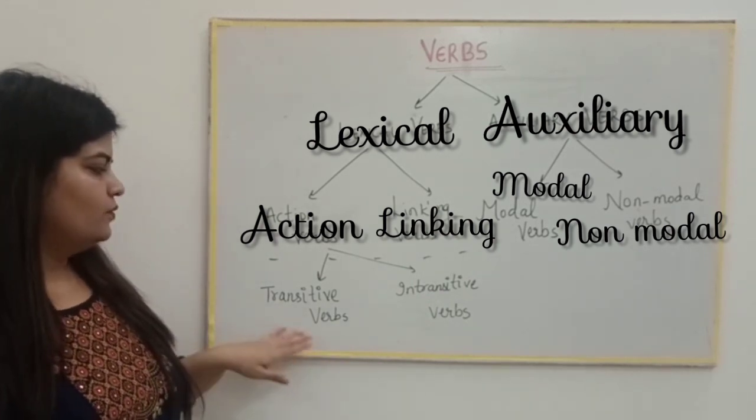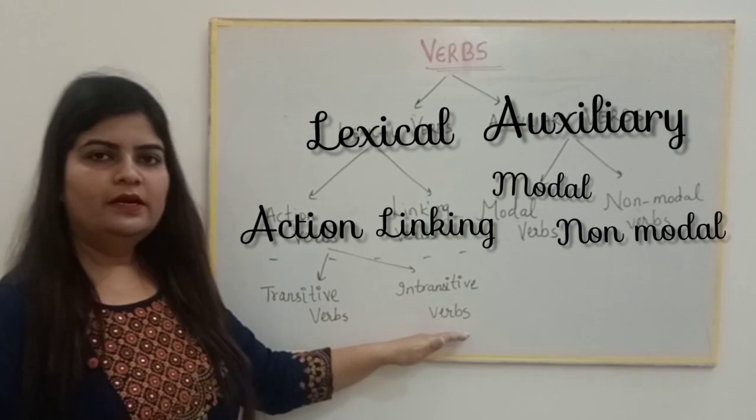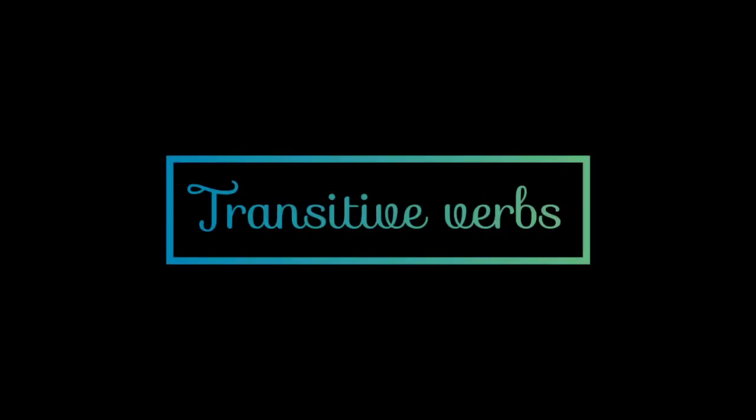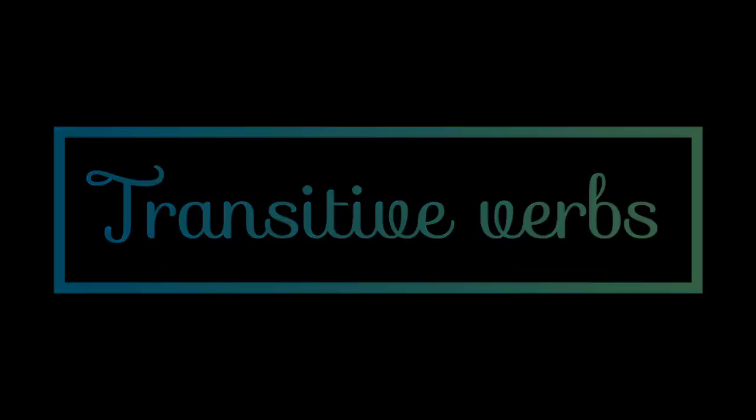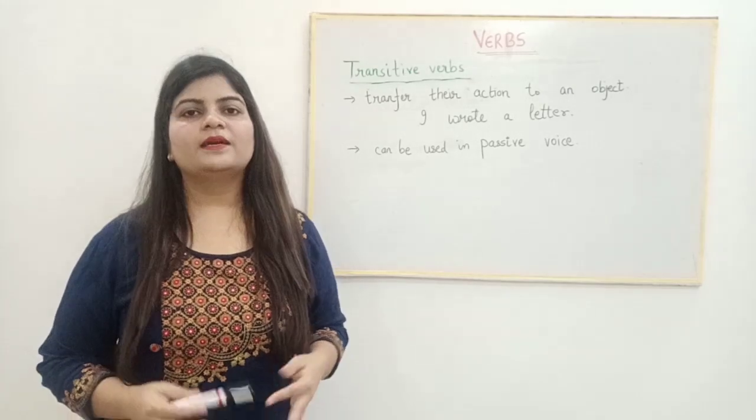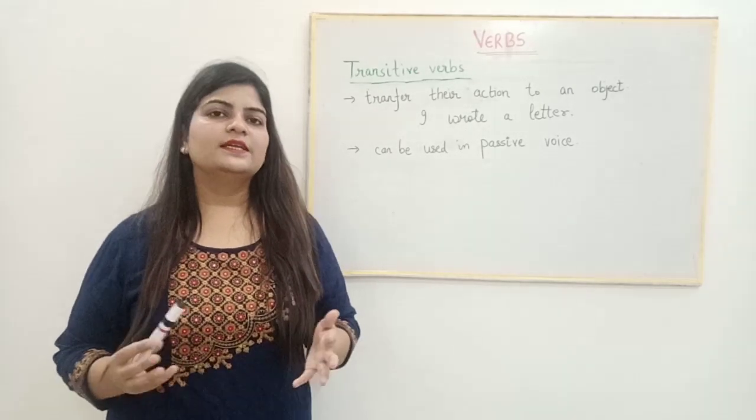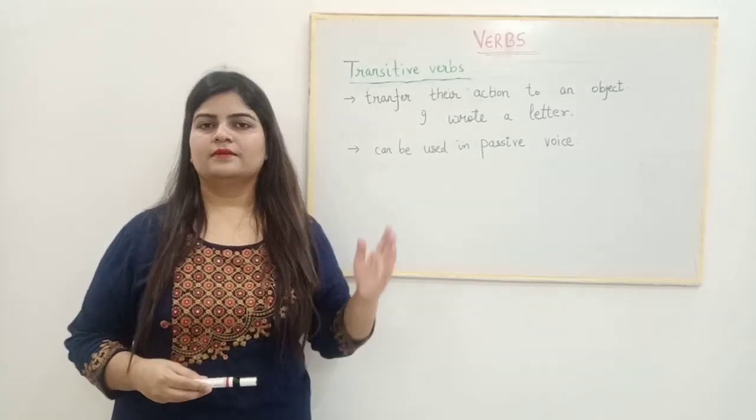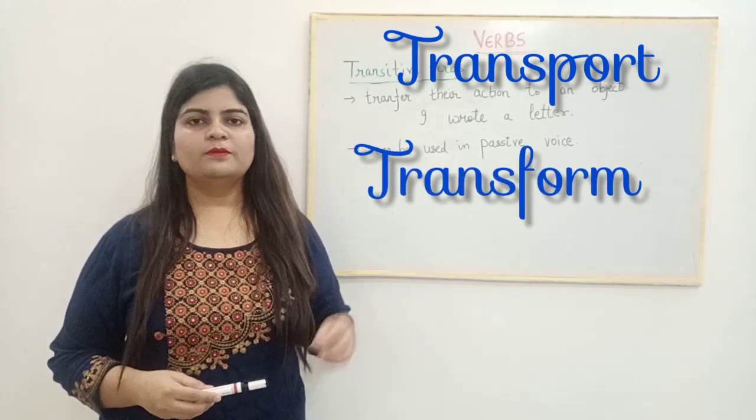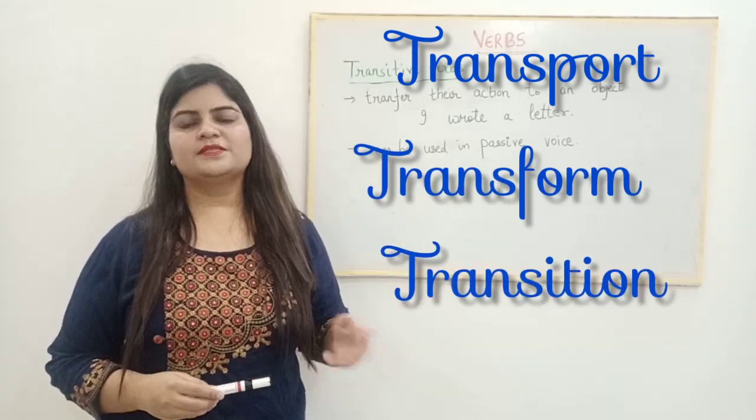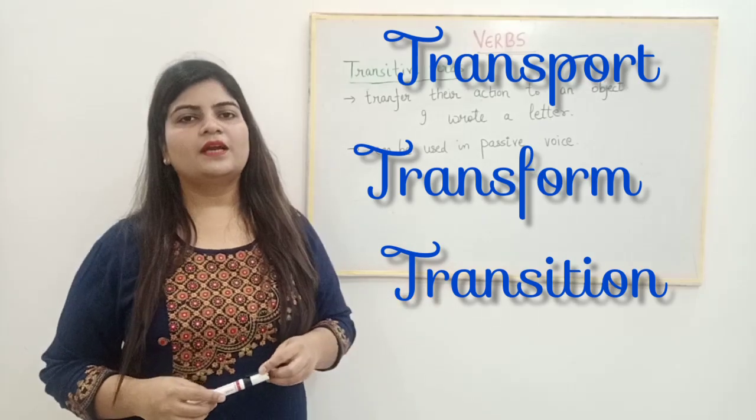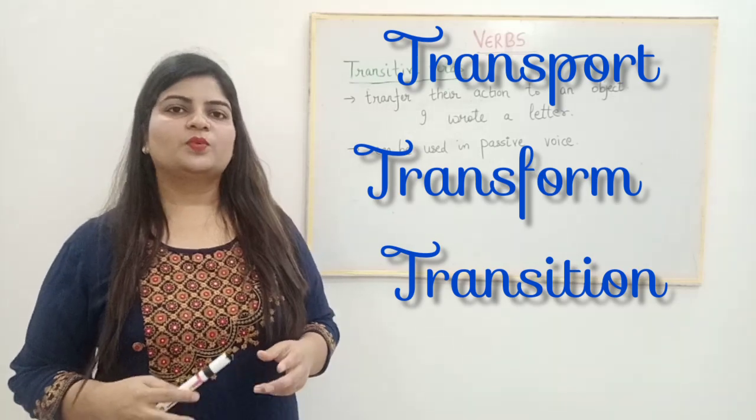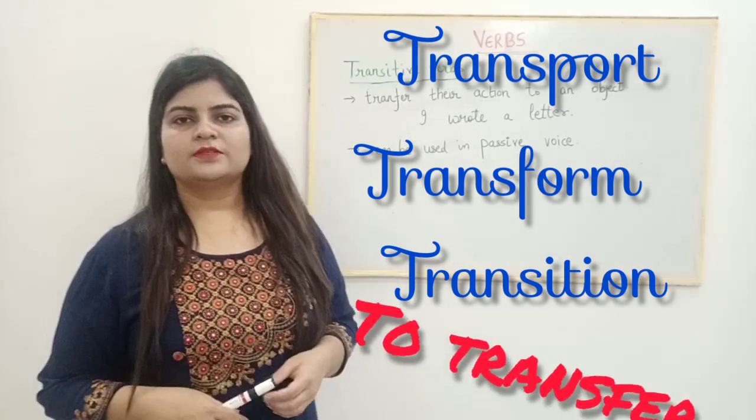Now today we will cover what are transitive verbs and intransitive verbs, which are the types of action verbs. So before understanding what are transitive verbs and intransitive verbs, let's understand what transitive means. You must have heard words like transport, transform, transition, etc. These all words have trans in them, and trans is basically a root word which has its own meaning. So what trans means is to transfer.